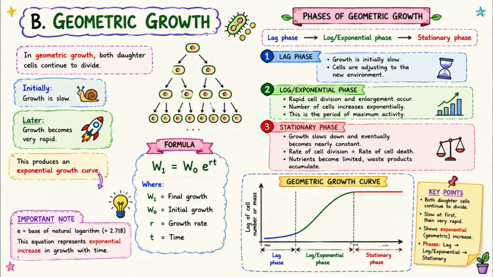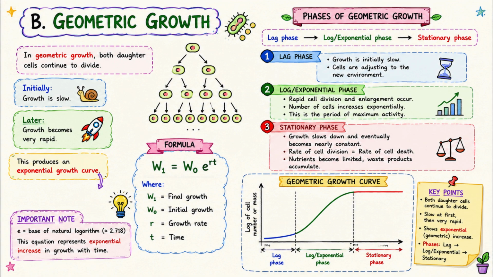Geometric growth means that both daughter cells produced after cell division continue to divide further. In the beginning the growth is slow because the number of actively dividing cells is still low. As cell division continues, the number of cells increases rapidly and the growth becomes much faster. This type of growth produces an exponential growth curve. Geometric growth can be understood in 3 main phases.